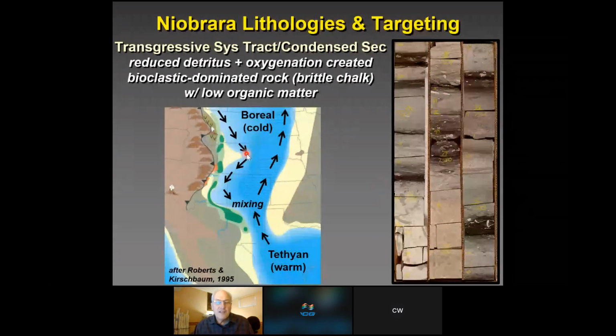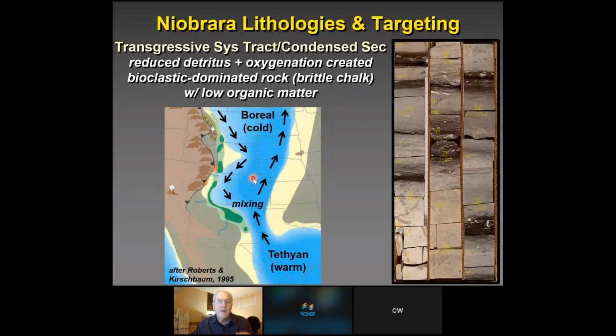During transgressions to the condensed section, the deltas, the shorelines, retreated to the west, retreated to the east in this western Cretaceous interior seaway. You had mixing of warm Tethyan waters with cool boreal waters. You had oxygenation and mixing. You also had a lot of organic material, so now we have a high productivity.